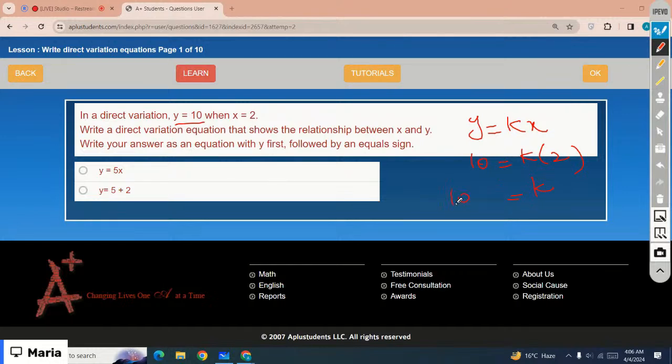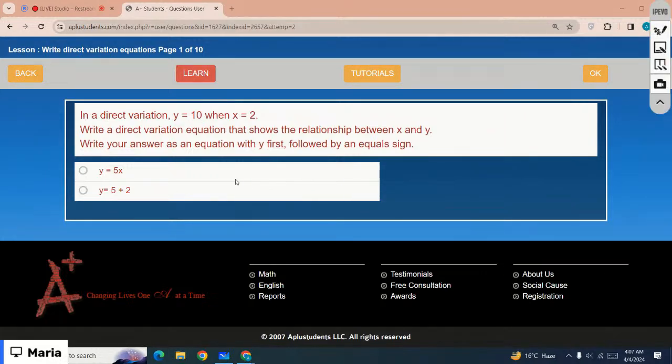Divide both sides by 2, so that is k equals 5. Now you have to write down the equation in terms of k. So y equals kx, k is 5, so the equation is y equals 5x. That is the equation in the direct variation. Y equals 5x is the correct option. Got it? Option number 1 is the correct answer. Very good.